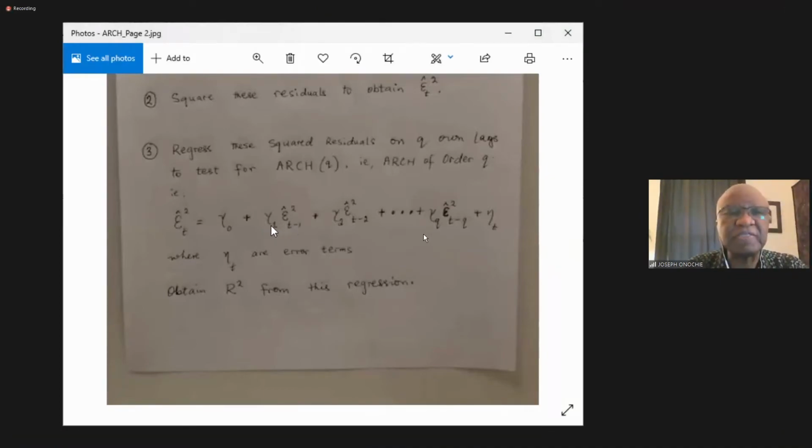Roxolana and everybody else. If there is no ARCH effect, that means gamma 1 equals 0, gamma 2 equals 0, and all the gammas are individually and collectively 0. That is what we specify as our null hypothesis. And if there is no ARCH effect, then we have to accept the null, or fail to reject the null.